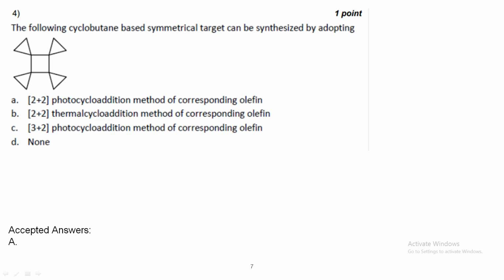Now for this kind of case, let's see what they are asking. So this is a cyclobutane-based symmetrical target. Again, you can see they are symmetric because here you can think of the C2 or here C4 can be present, and sigma is always there. So a sigma plane is here, here, here. So it is a very symmetric molecule.